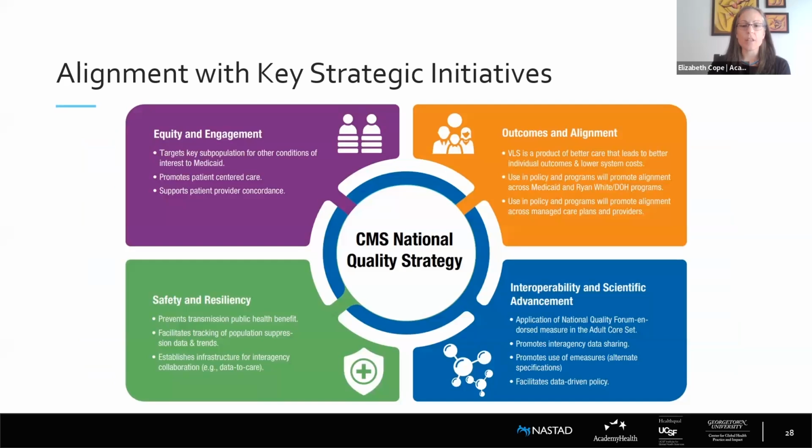So when we look at the national quality strategy, there are 4 major domains. If we start with equity and engagement, I'm just going to highlight a few points here.